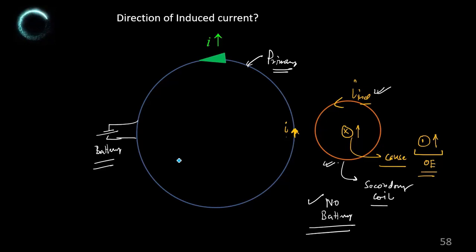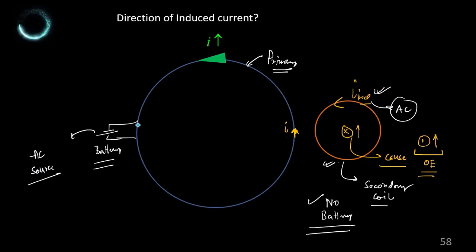Because for the primary coil, every time the battery or the source has to be connected. For the secondary coil, there is no source. So if I replace this battery by an AC source, then I can expect that the induced current is also AC. So that is the idea of the transformer.